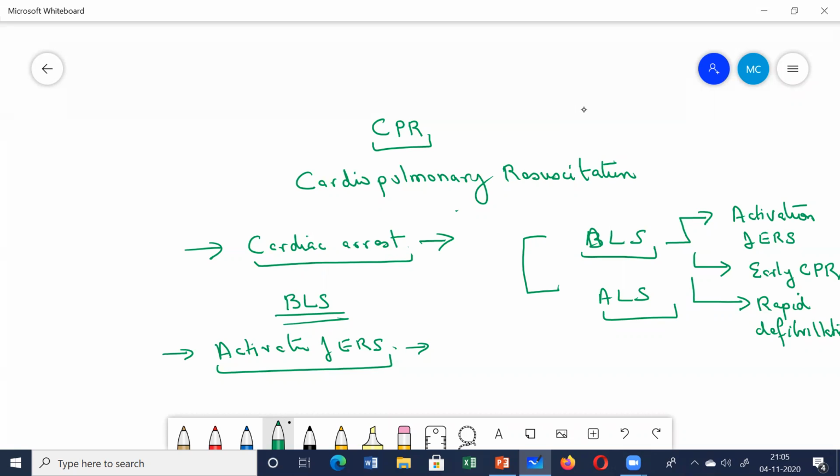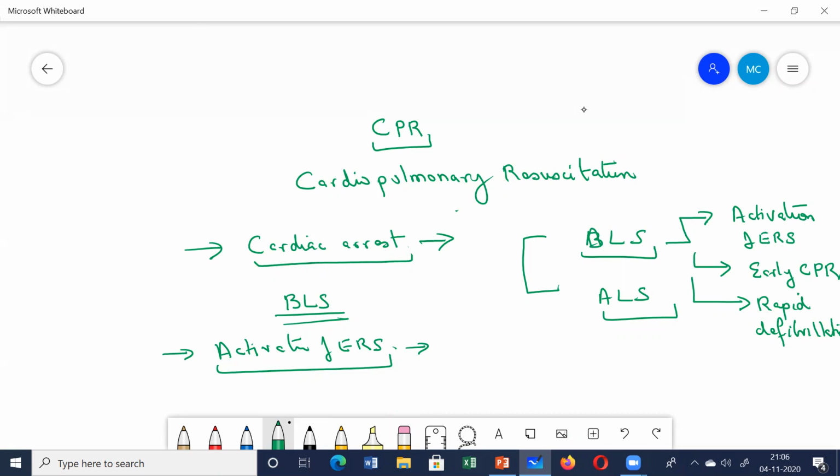How will you recognize it? You have to see whether the patient is responding to you or not. You tap on the patient's shoulders and shout at the victim. If the victim is unresponsive and has absent or abnormal breathing, gasping, the rescuer must assume that the victim is in cardiac arrest. Whether the rescuer is trained or untrained, the most important thing is to activate the emergency response system. He should shout out for help and call the emergency team.